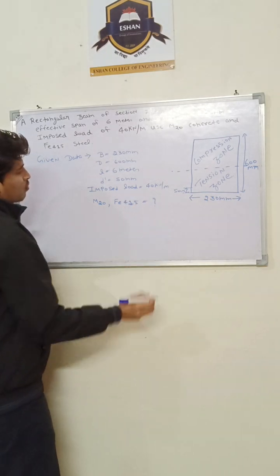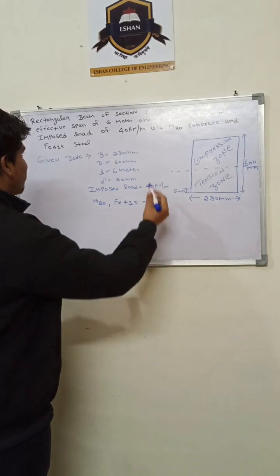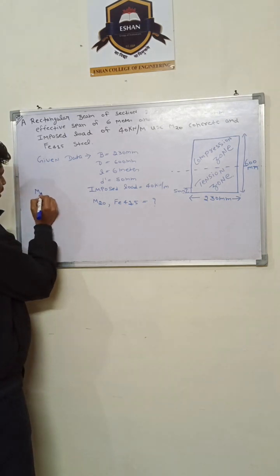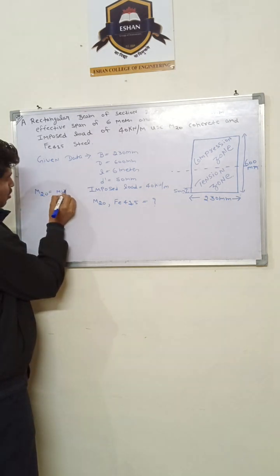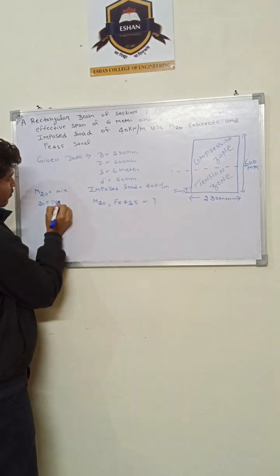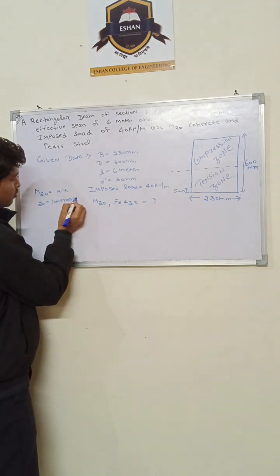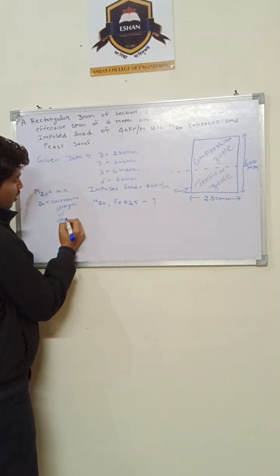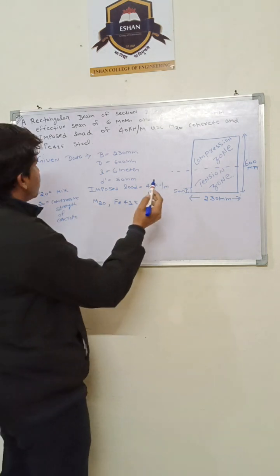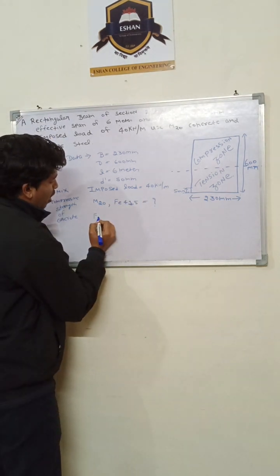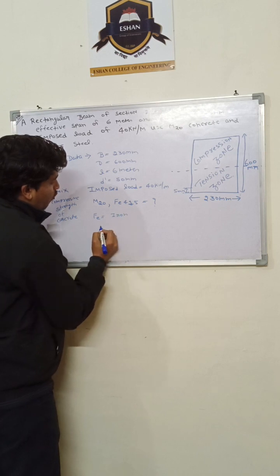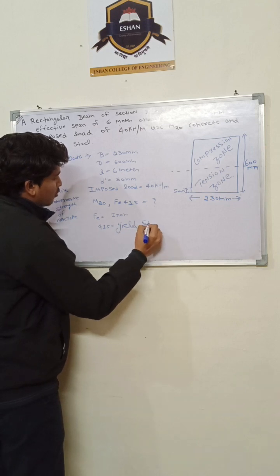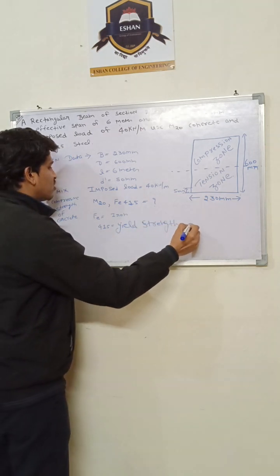In the earlier video I introduced what M20 and Fe415 are. Again I explain today. In M20 grade, M is a mixture and 20 is the compressive strength of concrete. And here is also another grade, which is Fe415. Fe shows iron and 415 is the yield strength of the steel.